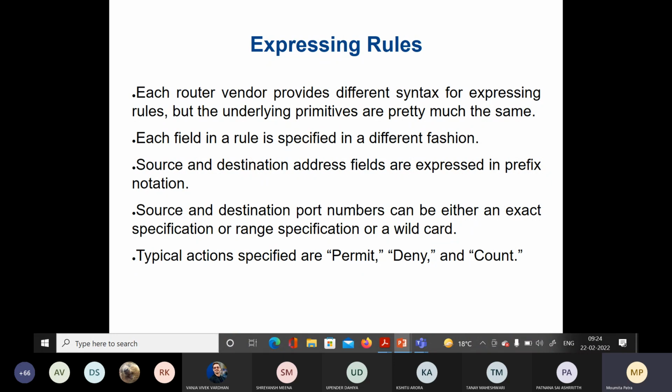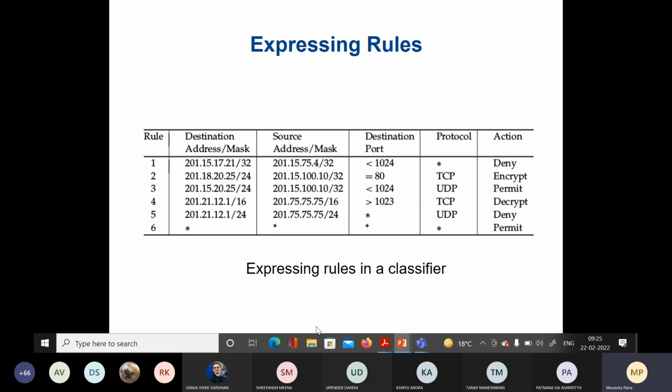Now, some of the typical actions that are specified with a rule are, for example, you can permit the packet, you can deny the packet, or you can count. If you want to keep a count, then the action that can be specified for a rule can also be given as count. So this is the way of expressing rules in a classifier.